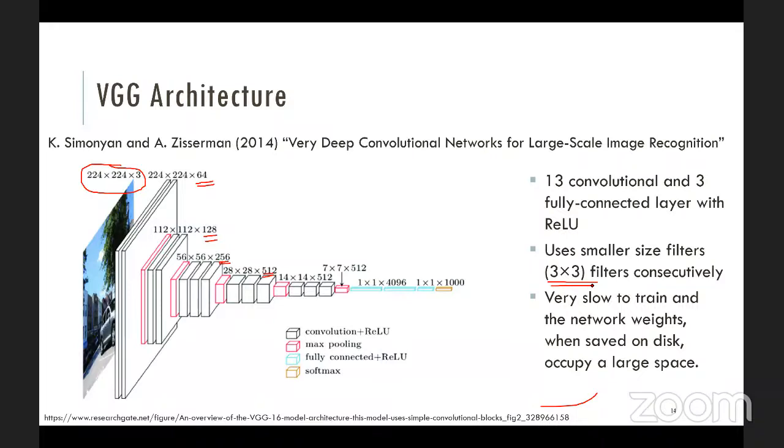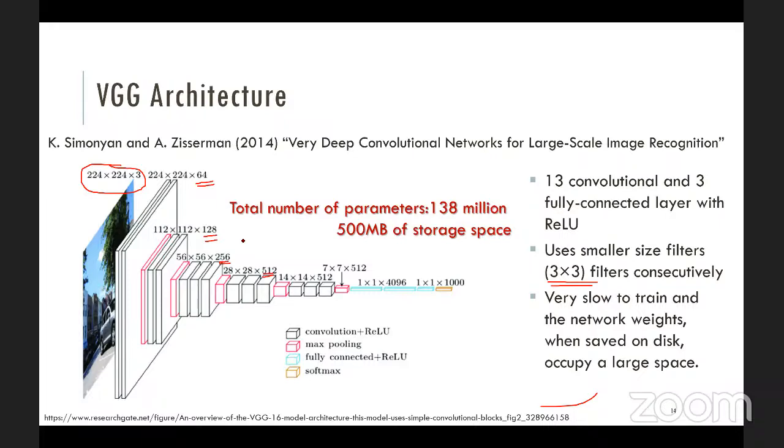But still, because of so many layers, the model was very slow to train. And when the model is stored on the disk, it occupies a large amount of space. Why? Because of the total number of parameters, which you can calculate also.